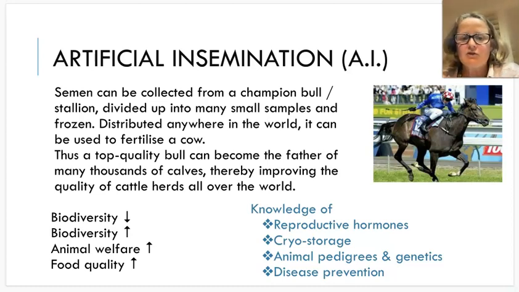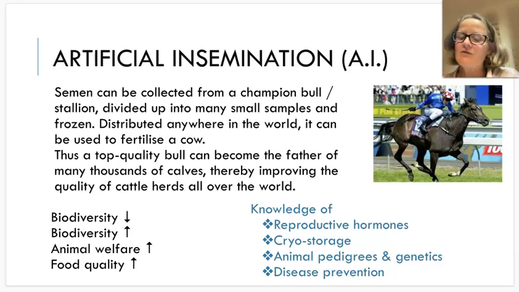Now, this has the potential to decrease biodiversity because one male can become the father of thousands of offspring, but it could also increase biodiversity because it means that if you're a farmer in one area, you could actually import some genetically diverse semen from the other side of the world, which your cows may not have had access to before. It is an improvement in animal welfare because you're not risking an animal's life by sending them around the world. And if you're selecting for the right features, it could include improving food quality, for example.